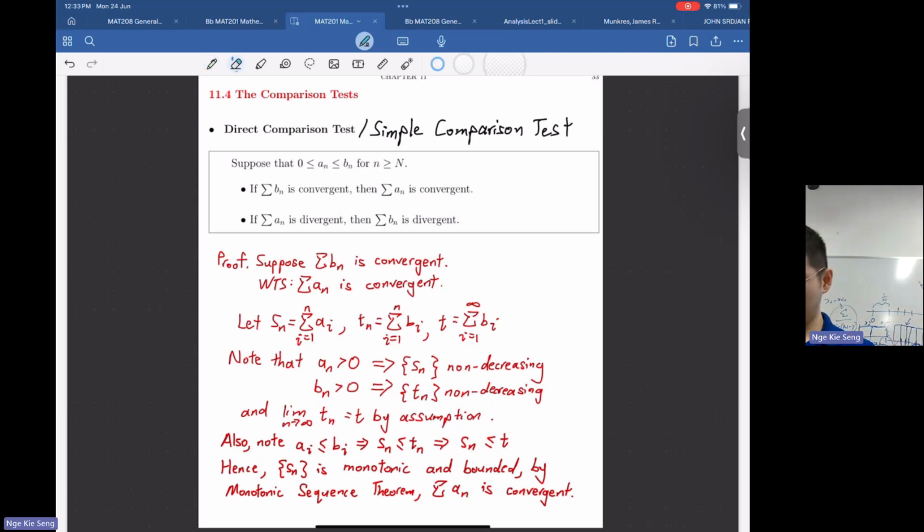Should I draw on the board? Since we've got a board today, I will use it. So if you have this one, An greater than or equal to 0, that's less than or equal to Bn. So how do you think about this? You can think of them as some rectangles. Rectangles of constant width 1, maybe.